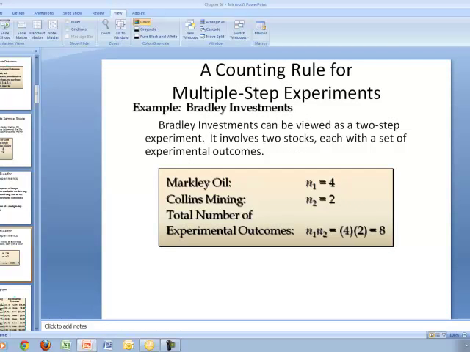So, going back to the Bradley investment, you can think of it as a two-step experiment in the sense that the first step will be, let's see what happens to Markley Oil. There are 4 possible outcomes, right? Having then observed what happens to Markley Oil, we will then observe what happens to Collins Mining. And there are 2 possible outcomes for that, as you will remember. Hence, there will be 4 times 2, or 8 possible outcomes.